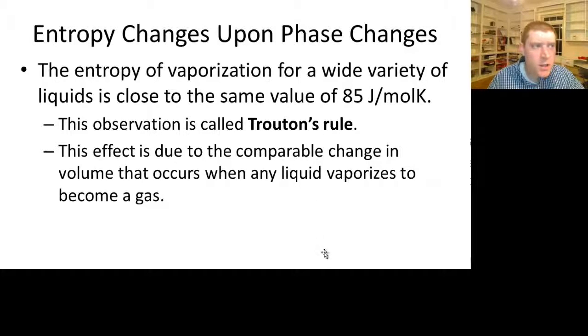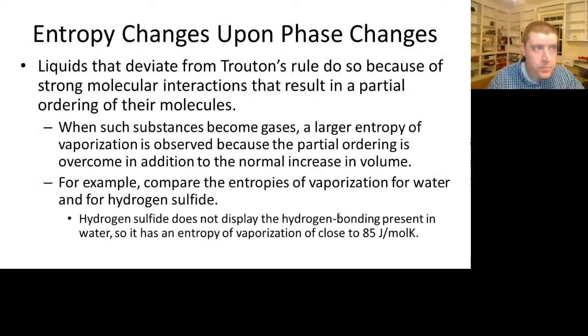So this observation that the entropy of vaporization for many liquids is close to 85 joules per mole Kelvin is called Trouton's rule. So liquids that deviate from Trouton's rule again do so because of strong intermolecular interactions that result from a partial ordering of their molecules, like the water. And so when these substances become gases, a larger entropy of vaporization is seen because the partial ordering is overcome, in addition to the normal increase in volume for most other liquids to gases.